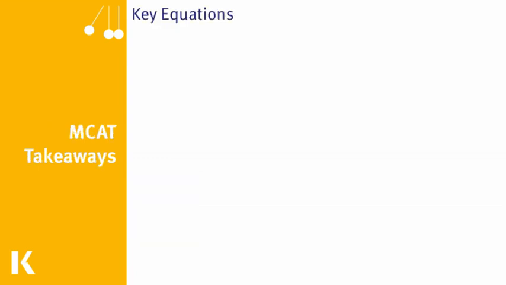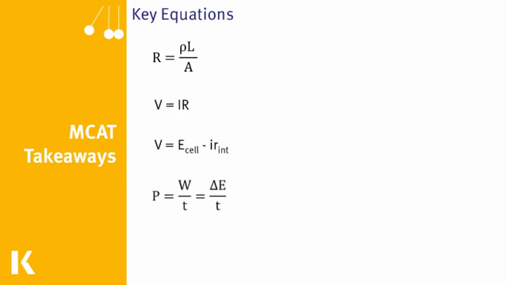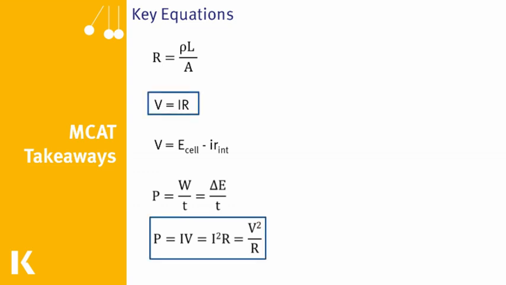Before we finish, let's review what was covered in this video. We began with resistance and its defining equation, moving on to Ohm's law and the equation for internal resistance. We saw how power could be calculated conceptually using energy change and time, or by using a couple different combinations of the variables from Ohm's law, and how both the power equation and Ohm's law relate to multiple resistor systems.